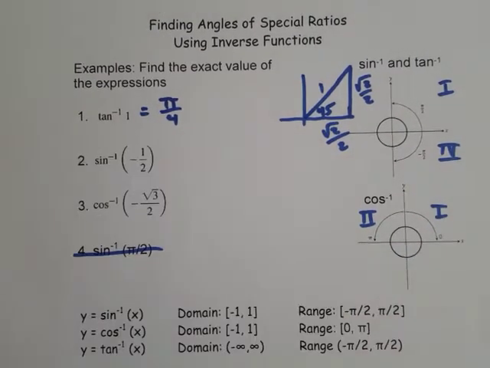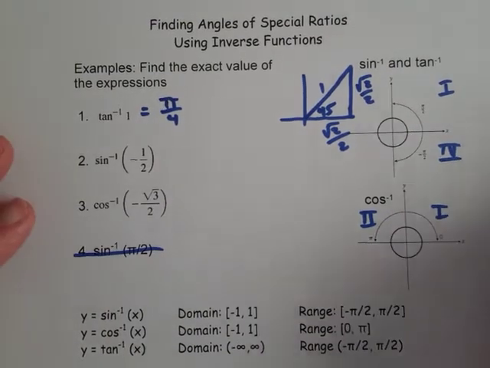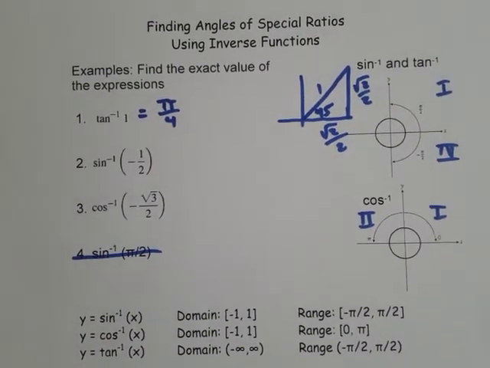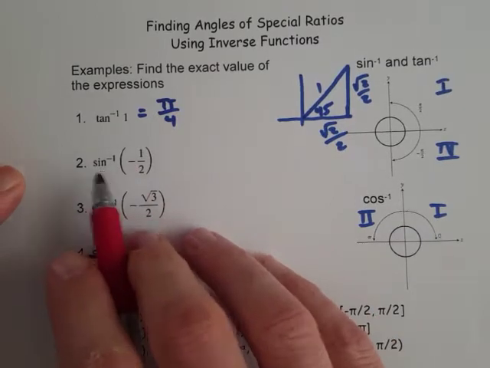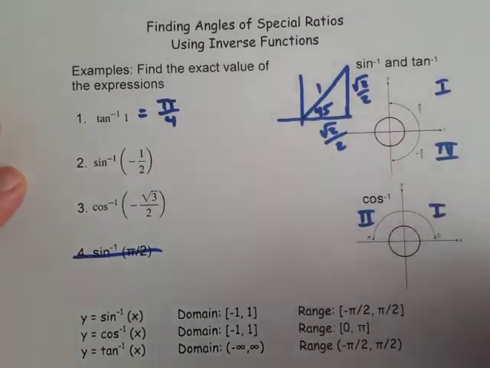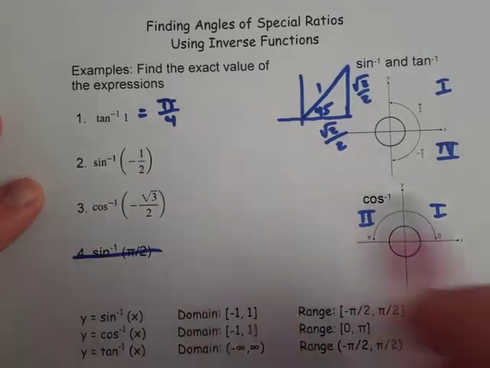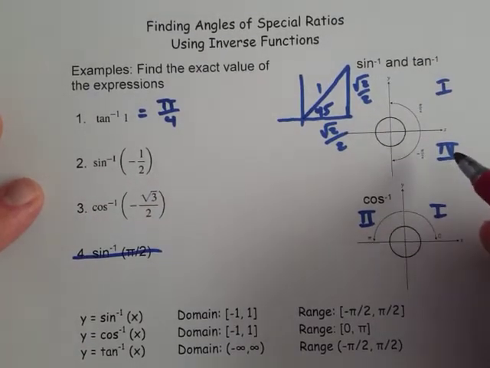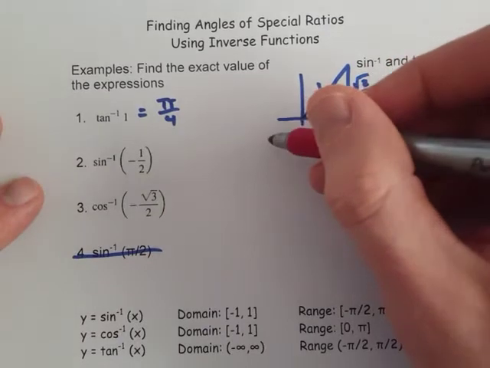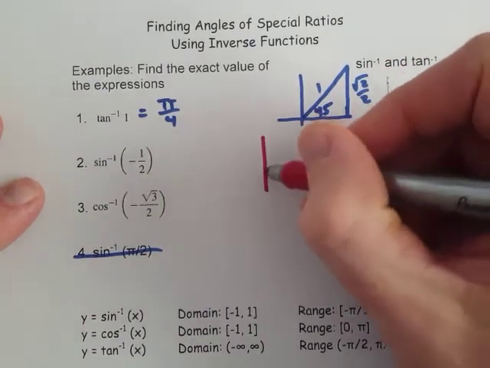Next one we've got is sine inverse of negative 1/2. Now again, we want to figure out the quadrant. Knowing that sine inverse comes out in either 1 or 4, and it's negative, that means we're going to narrow it down to quadrant 4. So when I draw this picture, I'm going to draw it in quadrant 4.